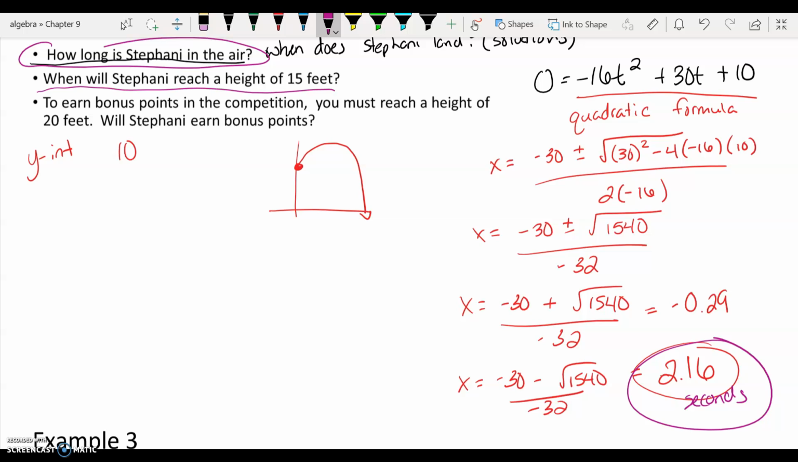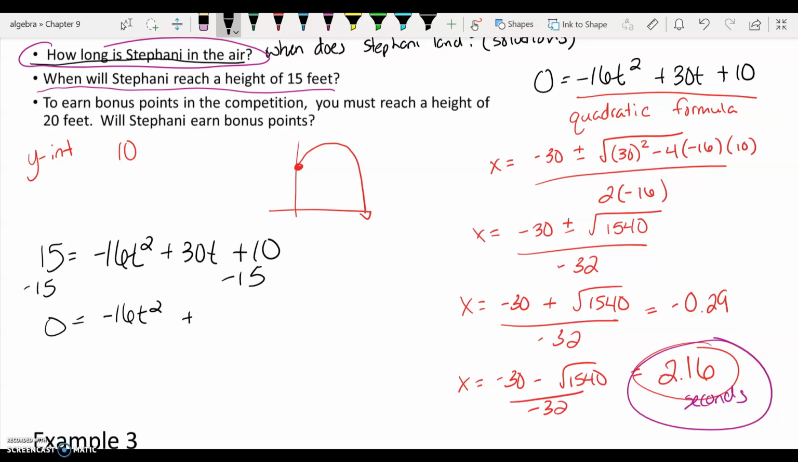Second question says, when will Stephanie reach a height of 15 feet? Well, we know our answer, instead of equaling 0 this time, is going to equal 15. So we're going to use the same equation that I did in the top right. But now instead of 0, we're going to use 15. So I'm going to subtract 15 over.